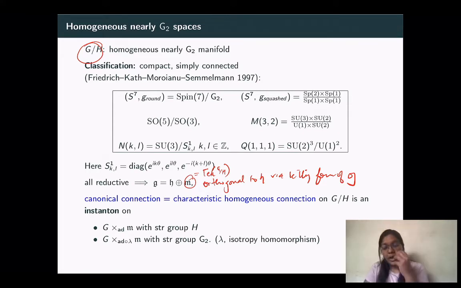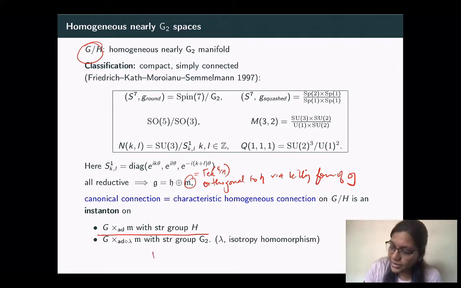So what we will do now is consider this characteristic homogeneous connection, or the canonical connection, they are one and the same thing, on these homogeneous examples, and we will consider them as connections on two different bundles. The first bundle that we'll be considering will be the usual one, G cross over M with the structure group H. So this is sort of just a tangent bundle. And for the other one, we will use the fact that this group H that we have is a subgroup of the Lie group G2.